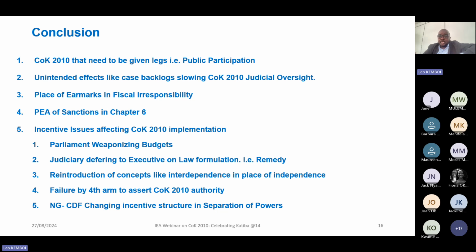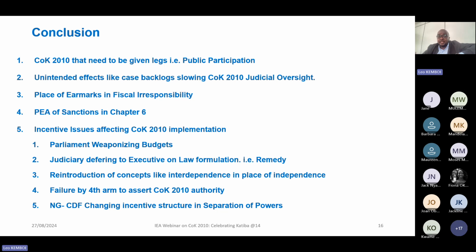Again, another aspect is sanctions related to leadership and integrity. So there are too many things that chapter 6 outlawed. One of them gifts, one of them corruption proceeds, all these other things. But we still see leaders violating those, but you don't see that direct sanction. And that direct sanction was supposed to come through courts or through these constitutional commissions, but it didn't. Then the other issue is Parliament weaponizing budgets, these ones we've discussed more often.